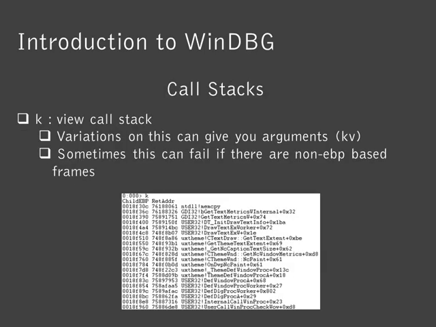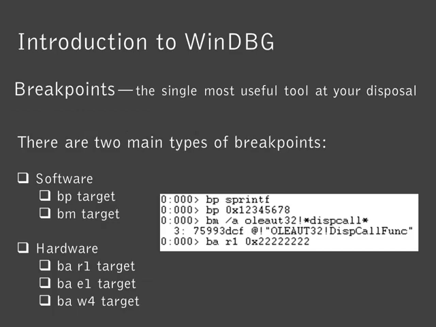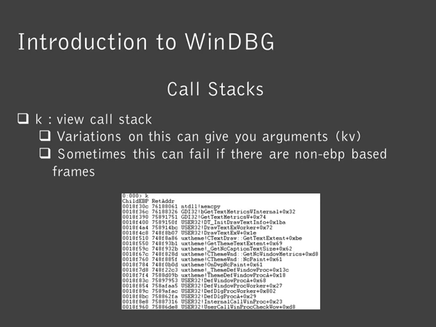And call stacks, which I kind of briefly showed a little bit ago, where the K command will give you a call stack. If you do the KV command, it'll actually print 4 DWORDs or 4 32-bit values in addition to the call stack, which is useful if you're looking at like a receive call and you want to know what the socket was, or you want to know what the destination buffer that was pushed to receive is. I'll show you how you can leverage that in a minute. With breakpoints, KV gives you this.